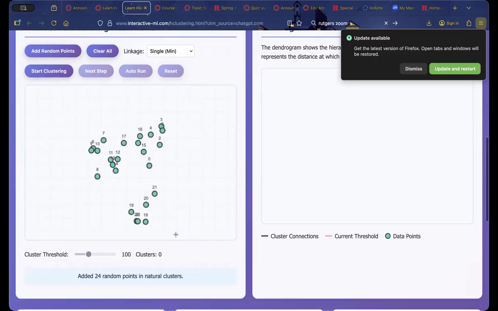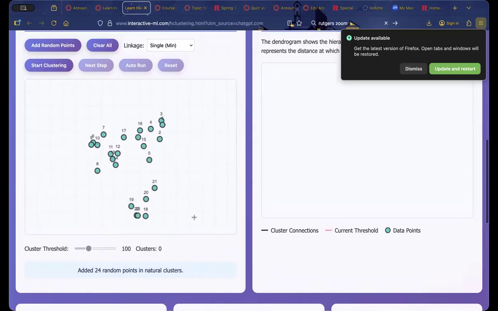Let me explain what's going on here. You can think of these as data points and some measurements of some sort. What this is saying is that you start with 24 random points, and we're starting at step zero, where the distance that I chose was zero.